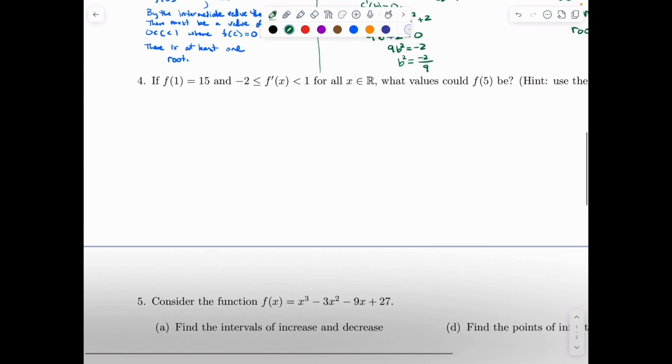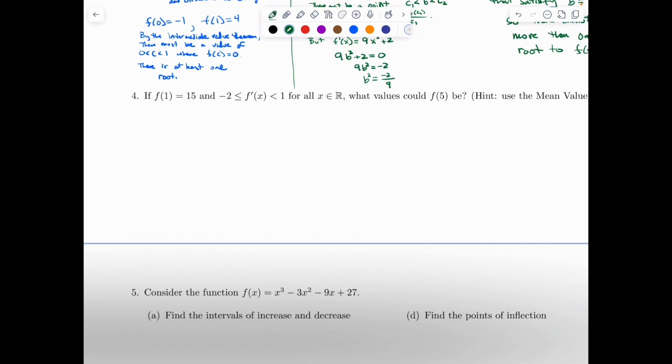All right, let's do this one. So what values could f of 5 be for this? Well, let's use the mean value theorem. We know f of 1 is 15. And so if we do the average slope between 1 and 5, it is f of 5 minus f of 1 over 5 minus 1. That average slope will match some point in between by the mean value theorem.